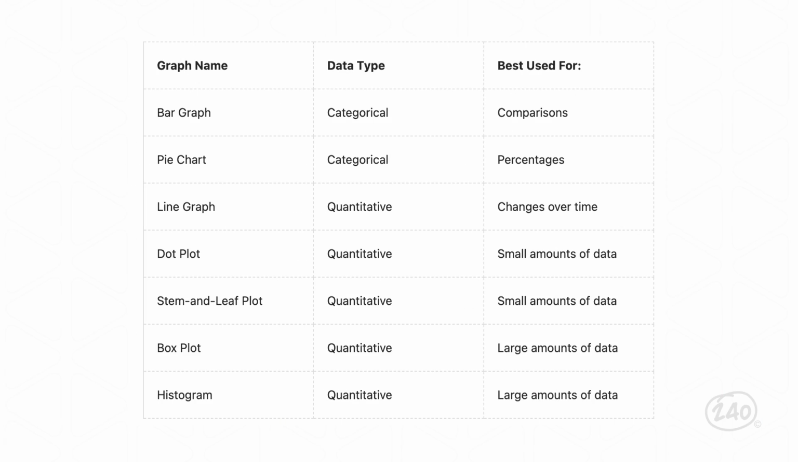You might be given a data set and asked which graph or plot would best be used to represent the data. Here's a list of common graphs and plots, along with the type of data they best represent. If you're working with categorical data, choose a bar graph or pie chart. If you're working with quantitative data, you've got some more options. Line graphs track changes over time. Dot plots and stem and leaf plots are best with small data sets. And box plots and histograms are better with large data sets.